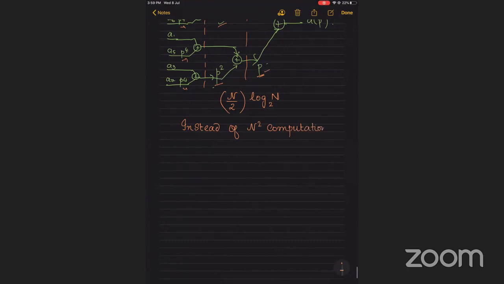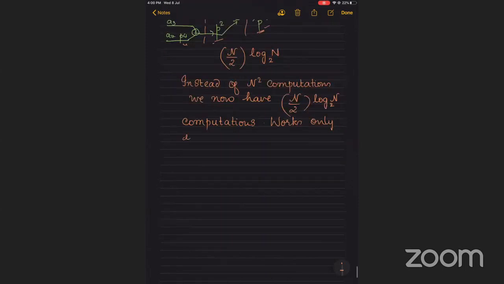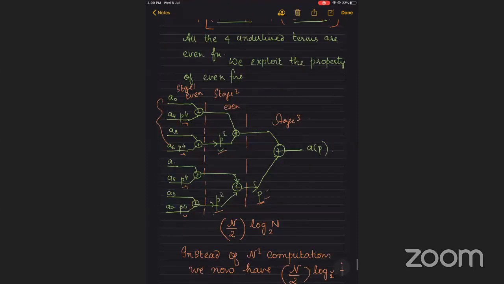So what we get, instead of n square computations, we now have n by 2 log n base 2 computations. This will work only if n is equal to 2 power r. It does not work in any other way. There is one problem here.